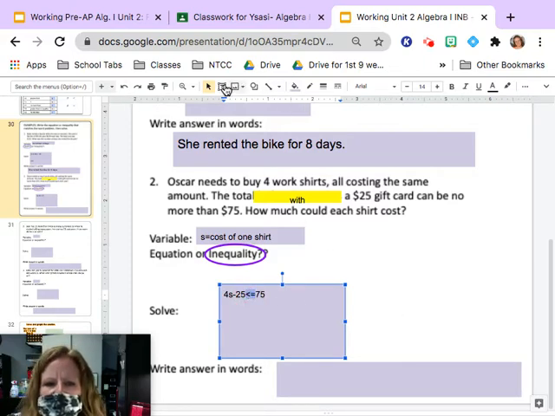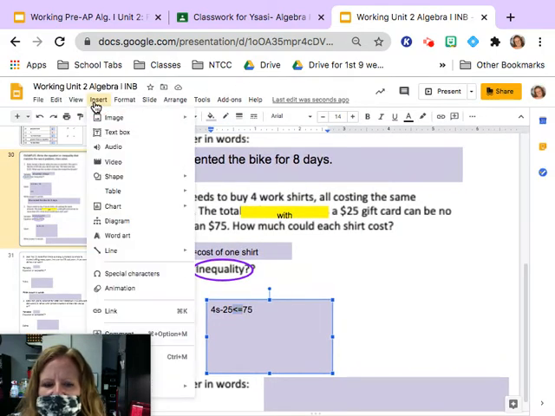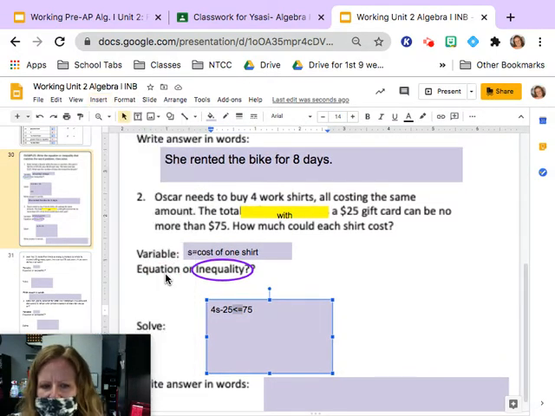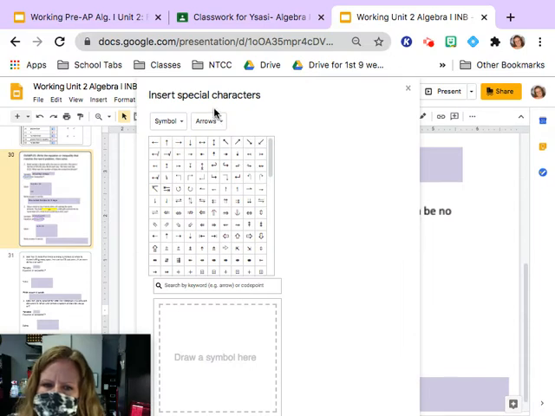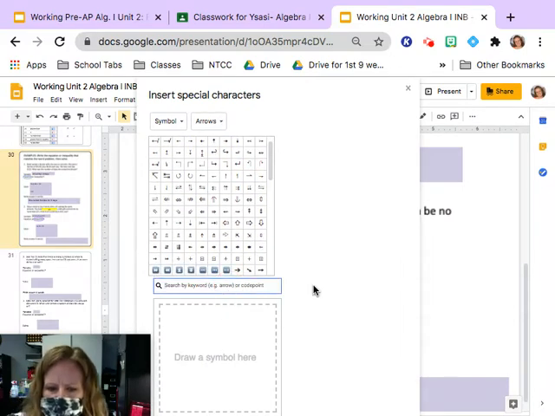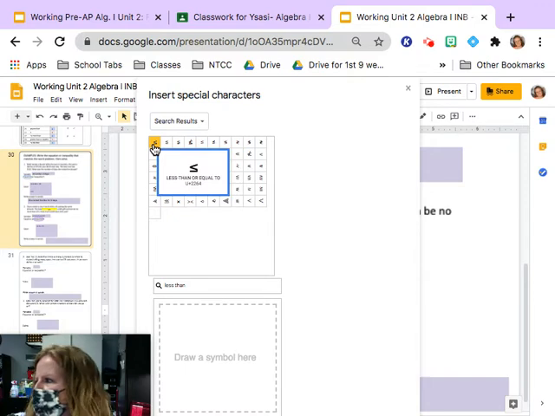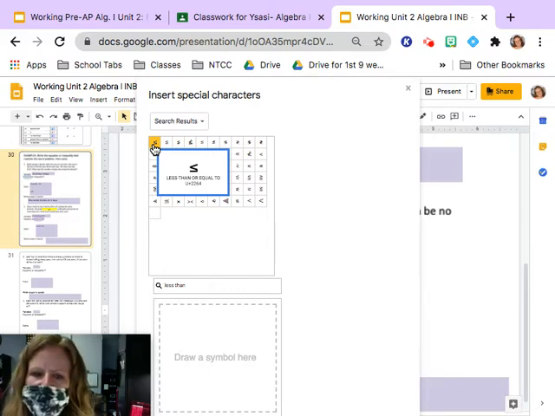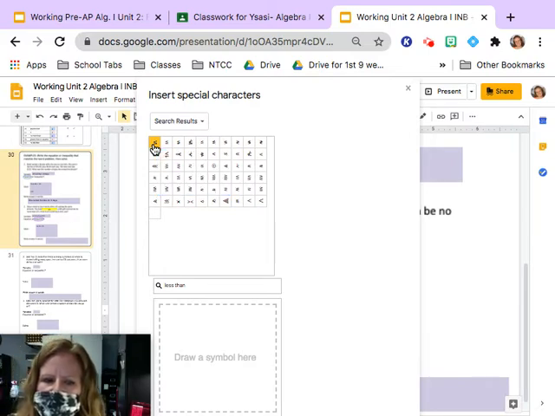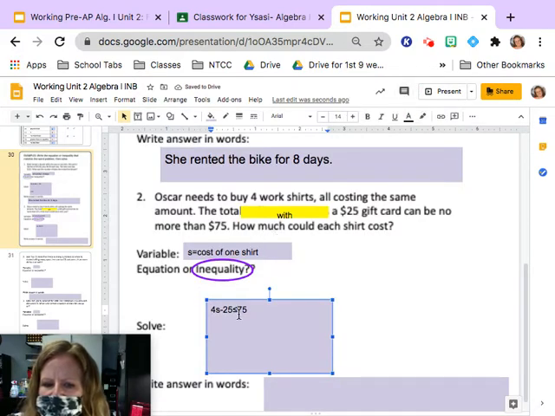So let's go to Insert, Special Characters. And we can find the less than. I'm just going to search less than, and find the less than or equal to symbol. So go to Insert, Special Characters, search less than, and then you click it once, X this out, and it shows up right there.